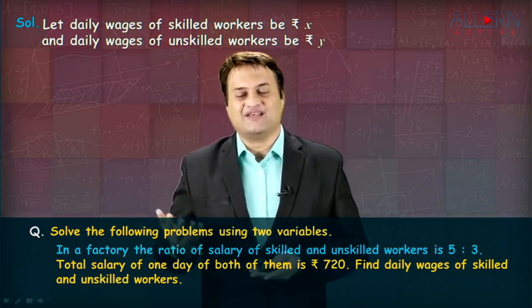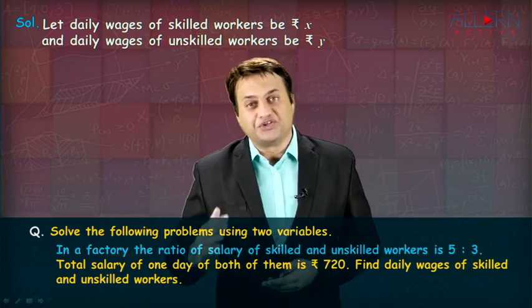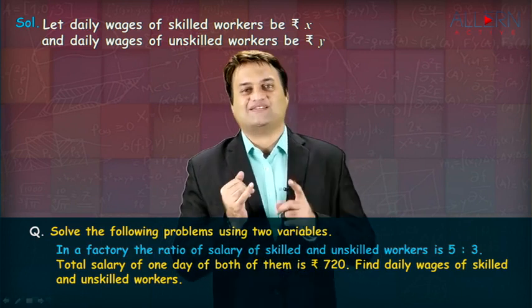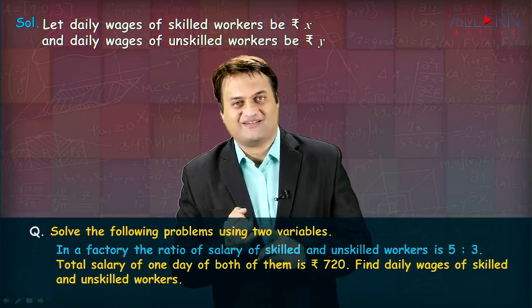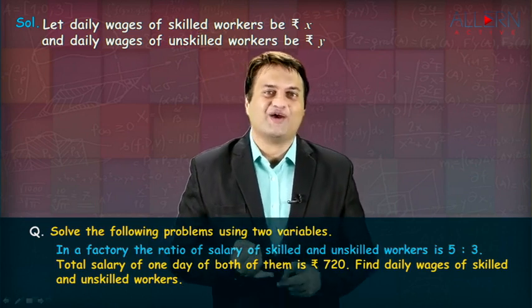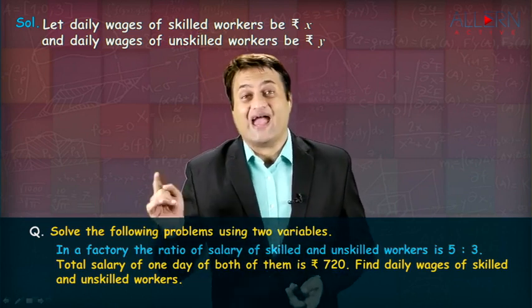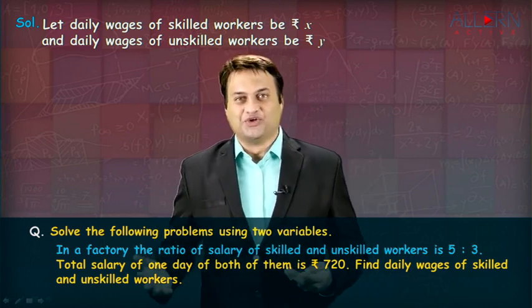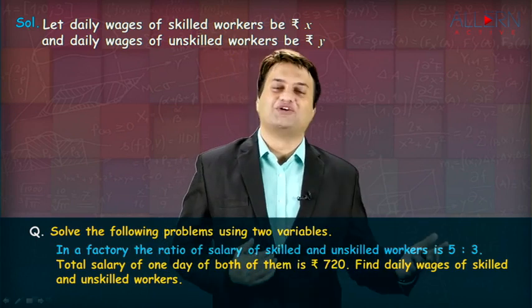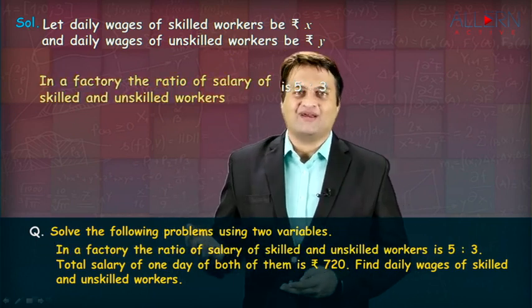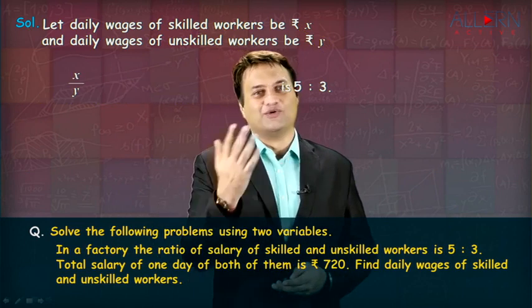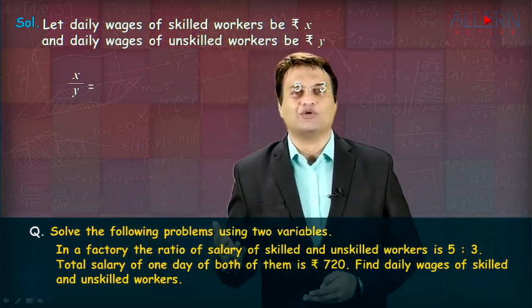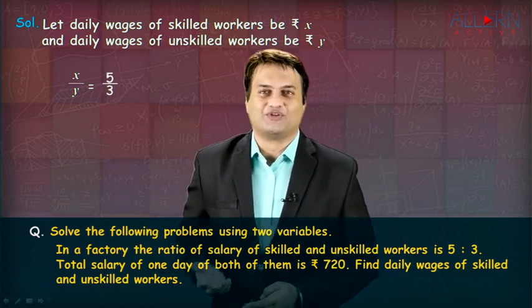Now read the first condition. The first condition says, in a factory, the ratio of the salary of skilled and unskilled worker is 5:3. See, the sum is X plus Y, difference X minus Y, product X into Y, and ratio is X upon Y. So whenever the condition is the ratio, it is X upon Y, and the ratio is 5:3, meaning X upon Y is equal to 5/3.